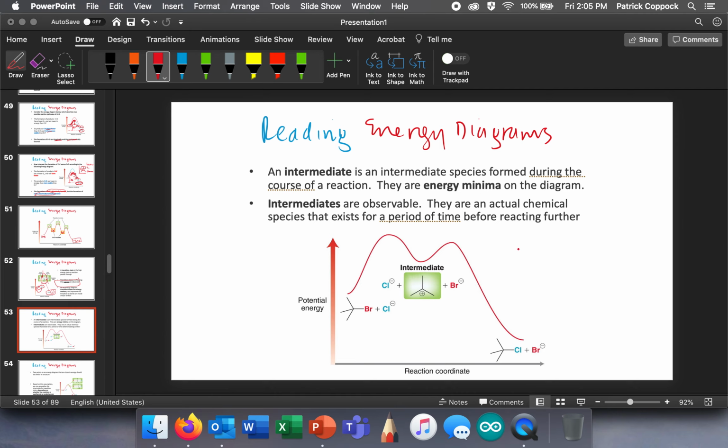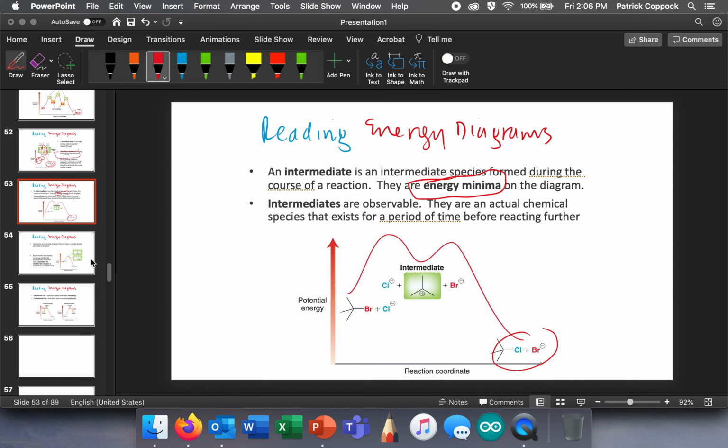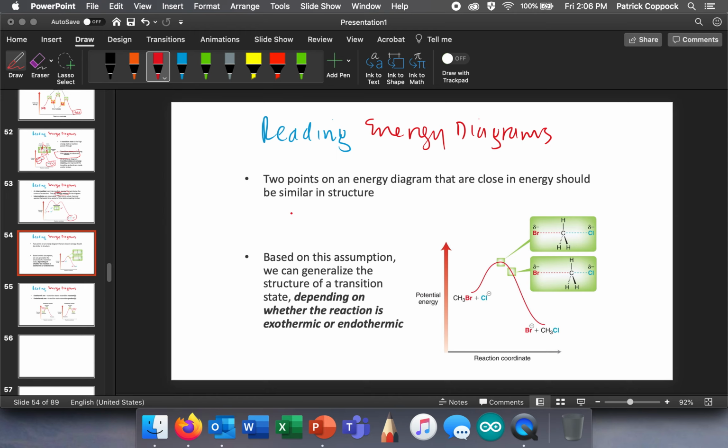Now, an intermediate is a species, as we said in a previous slide, that is metastable. It's relatively stable. Obviously it's not as stable as the products because it's higher, and it's not as stable as the reactants because it's higher. But it's where there's some energy well or energy minimum. And intermediates are observable. You can actually see evidence of intermediates because they are stable enough to have some non-negligible existence in time.